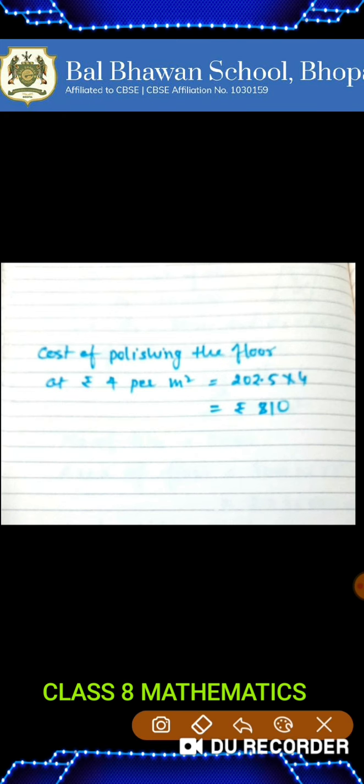Now we have to find out the cost of polishing the floor. We know that the rate of polishing the floor is rupees 4 per meter square. So we'll multiply the area of the floor by rate given. So after multiplying these two numbers, we are getting 810. That means the cost of polishing the floor at rupees 4 per meter square is 810 rupees. This is our final answer.